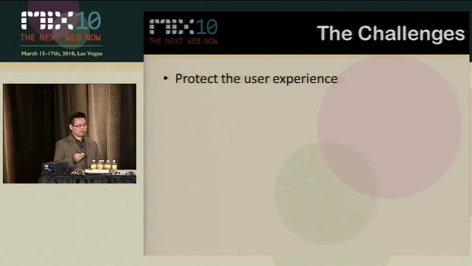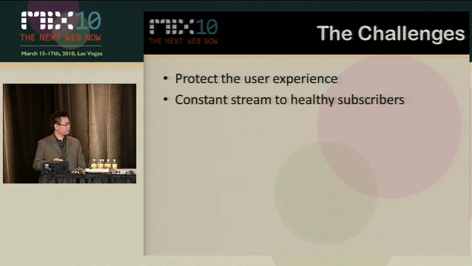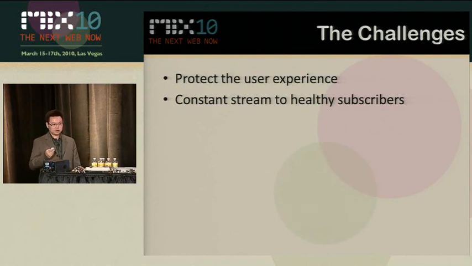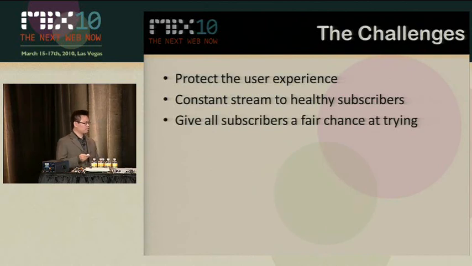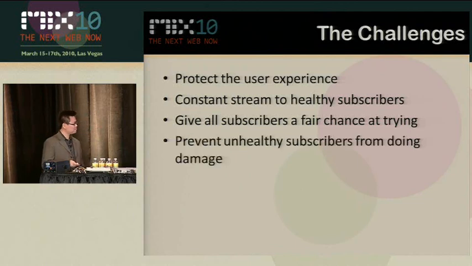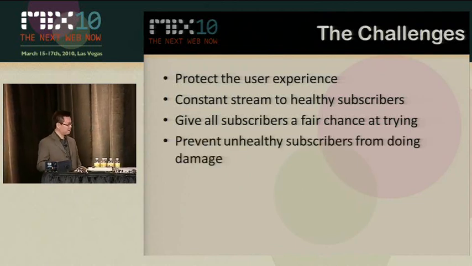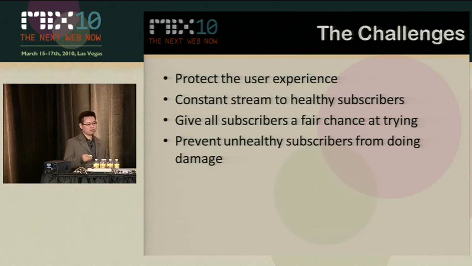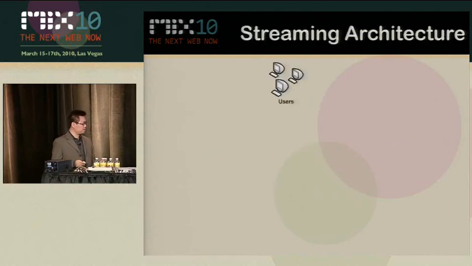Now, real-time streaming is a very cool feature, but the user experience on MySpace itself, on the mothership, must never be compromised. We have to be able to deliver a constant stream of activities to subscribers that can handle the traffic. In other words, we have to be performant, otherwise we wouldn't be real-time. We have to give all subscribers a fair chance at trying at handling our traffic, because we are open to all. On the other hand, if subscribers misbehave, we must prevent them from doing any damage, either to ourselves or to other subscribers. Now, let's take a look at the actual streaming architecture in MySpace from a high-level perspective.